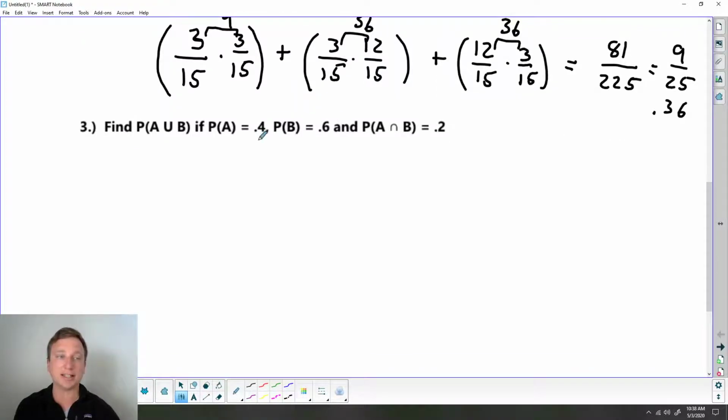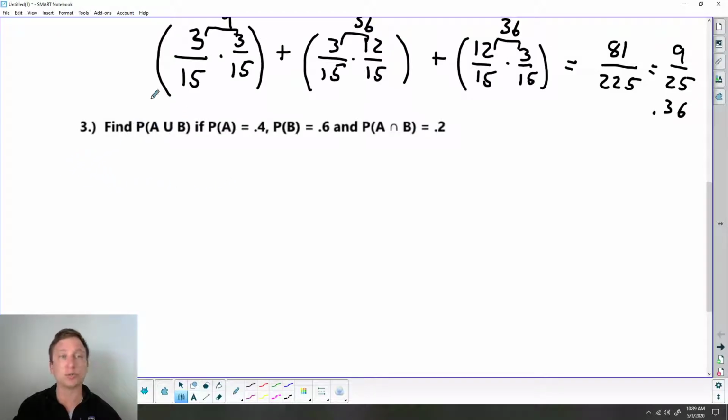This one is abstract in that we don't really know anything about what this is modeling. We just have probability of A union B is what we want to find. If probability of A is 0.4, probability of B is 0.6, probability of A intersect B is 0.2. Two ways you can do this. Let's run through them both.